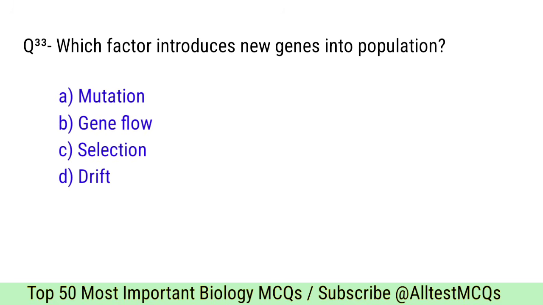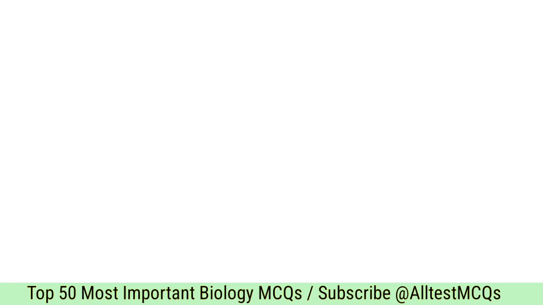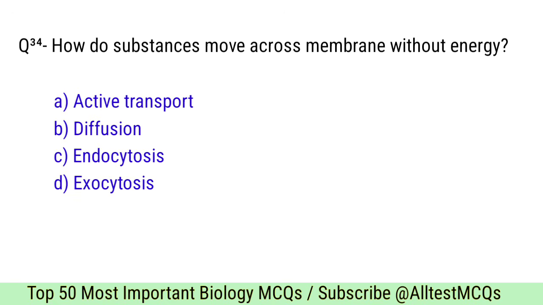Question number 33. Which factor introduces new genes into population? Correct option is B. Gene flow. Question number 34. How do substances move across membrane without energy? Correct option is B. Diffusion.